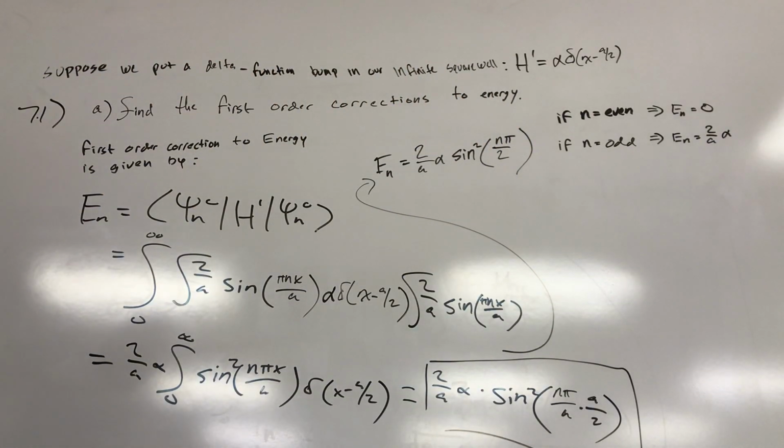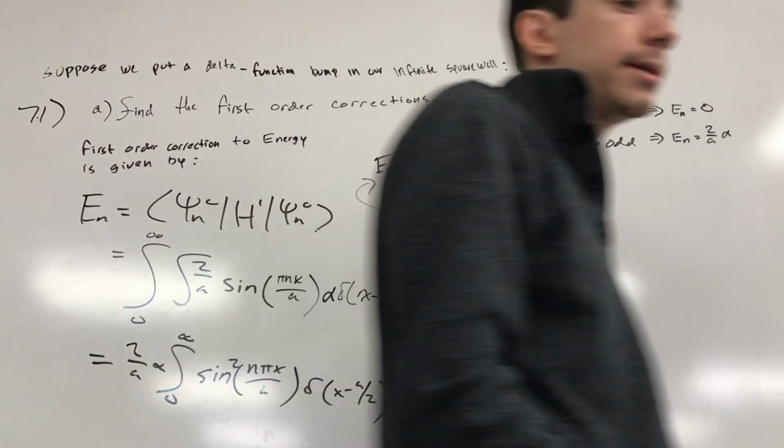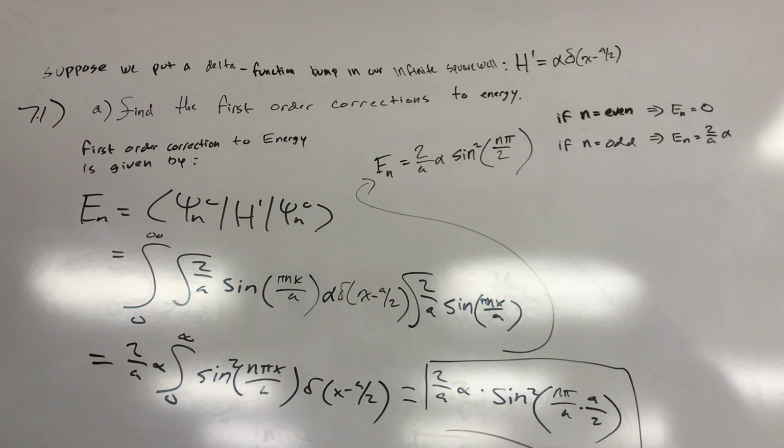And the last part of part A that the book wants us to explain is why the energies are not perturbed for even n. What we can see here is that when our function's even, essentially our wavefunction doesn't feel the perturbation that's acting on it. And that's why we don't see a perturbation for even n. I'm now going to pause the video and solve part B.